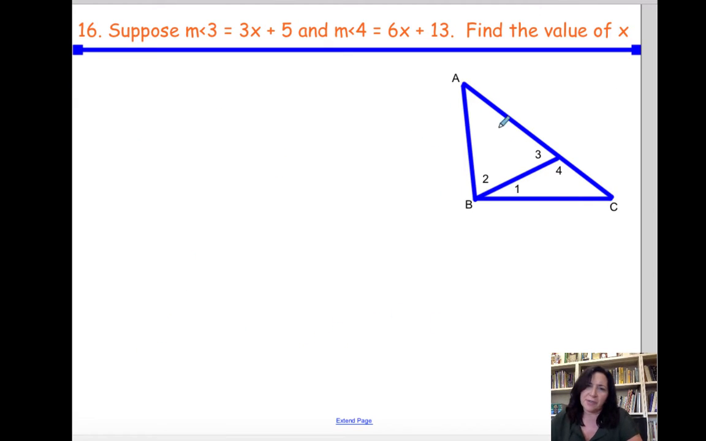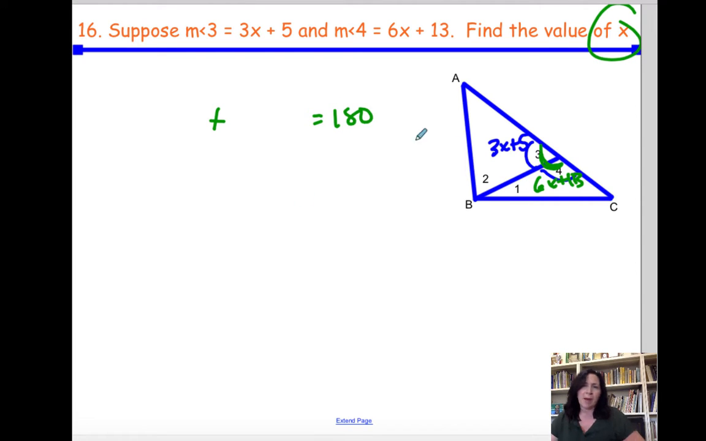The next question says, suppose that angle 3, this angle, is 3x plus 5, and angle 4, which is this angle, is 6x plus 13. These are not congruent, by the way. Find the value of x. I know that these two angles make a line, so I can add them up to equal 180 degrees. These are called a linear pair.